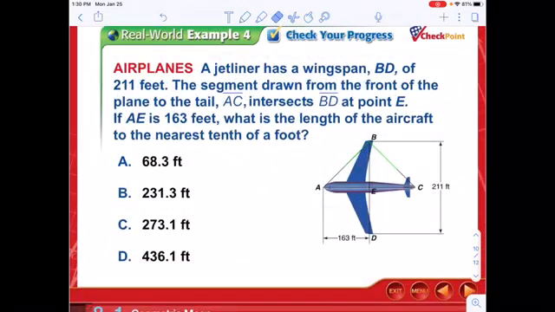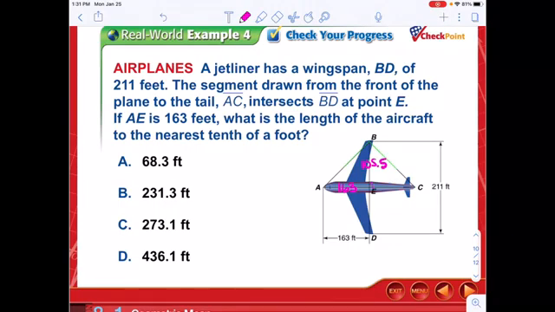Okay? A jetliner has a wingspan BD of 211 feet. The segment drawn from the front of the plane to the tail, AC, intersects BD at point E. If AE is 163 feet, what is the length of the aircraft to the nearest tenth of a foot? So I'm going to go ahead and move some information in where I can see it more clearly. I know AE is 163. I also know that BE is half of 211, at 105.5 feet.